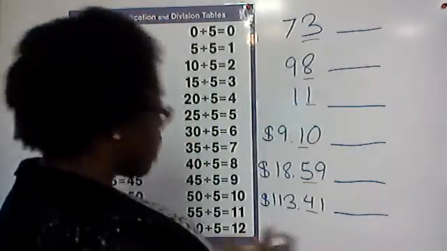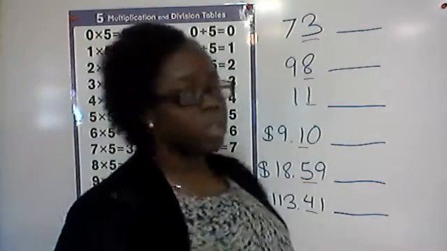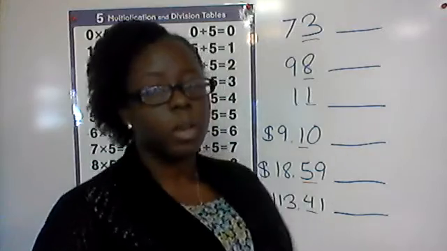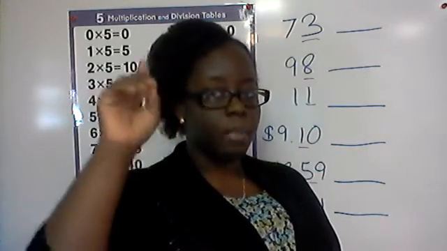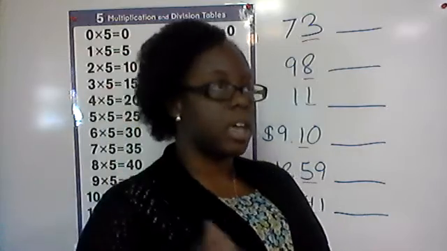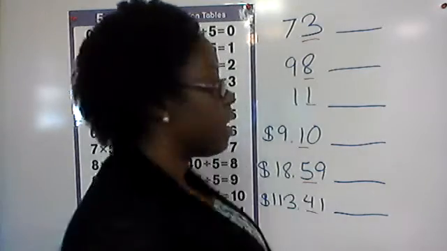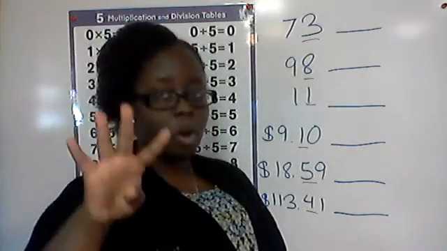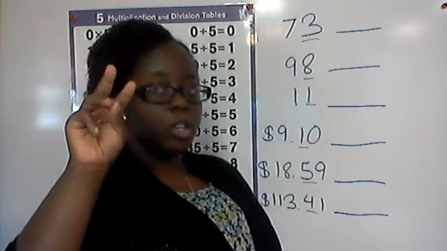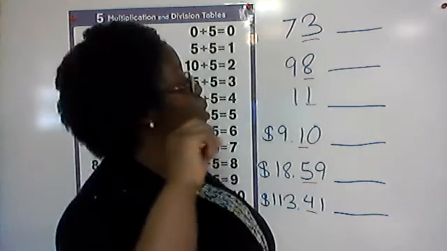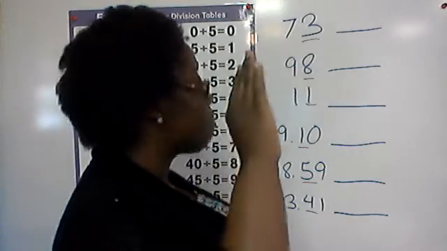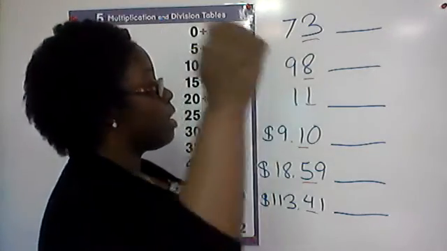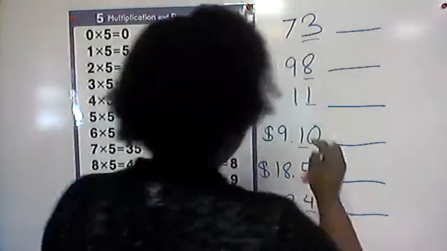Now, when do we round up? We round up when the number in the ones place is either 5 or above. So 5, 6, 7, 8, 9. If the number in the ones place is 4 down, as in 4, 3, 2, 1, or 0, we're going to round down. So 5 and up, we round up, and 4 down, we round down.